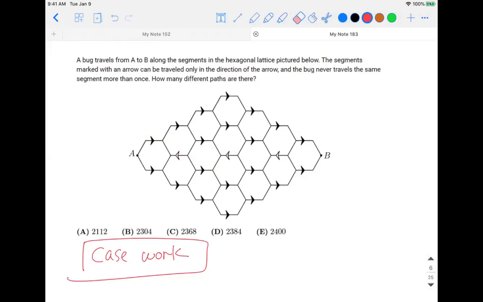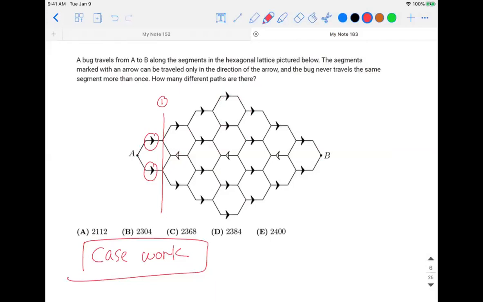Let's say, I'll give you one example. Here, I call line number 1. If the bug passes line number 1, because you see all the arrows on the left-hand side of line number 1 are actually pointing to the right, then as long as you're passing line number 1, there's no way to go back to point A. Is that correct? This is the first one. We need to think about it. Maybe it's a casework.